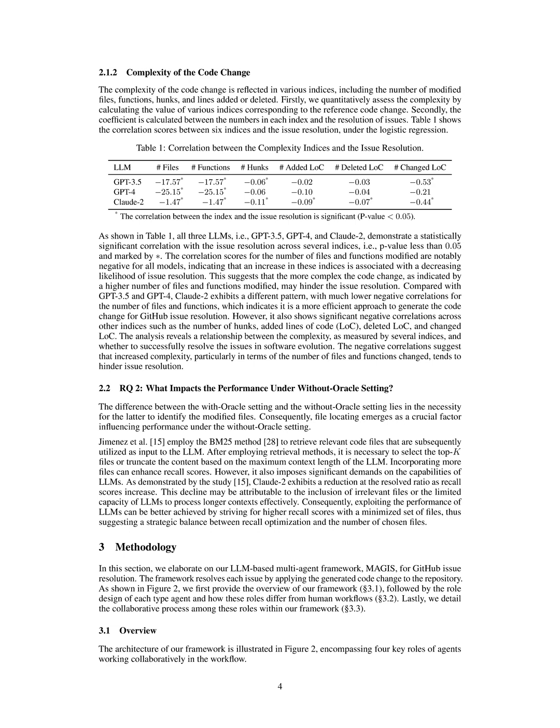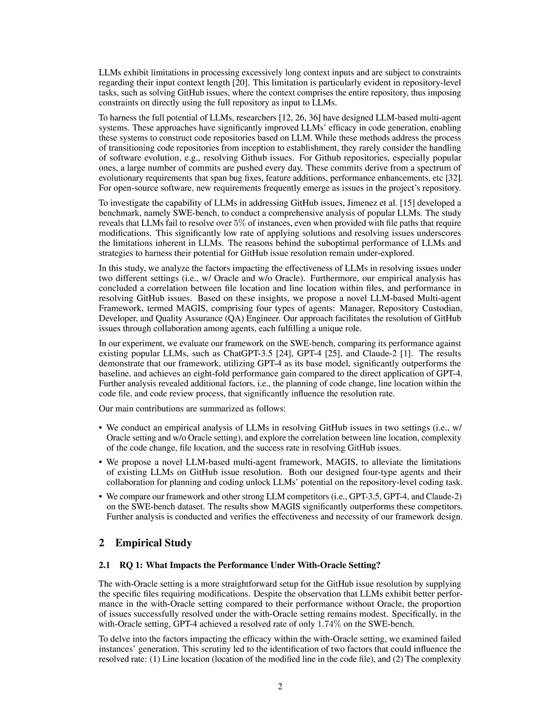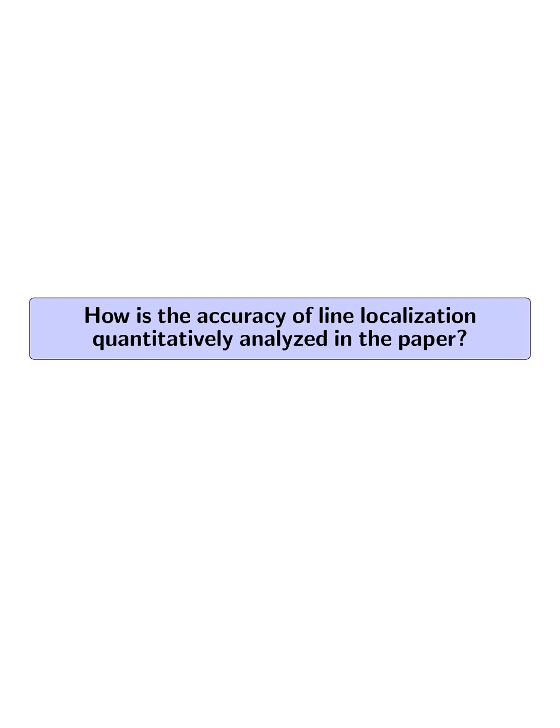The analysis reveals that an increase in the complexity of the code change, especially in terms of the number of files and functions modified, hinders the issue resolution. The paper demonstrates that these two factors significantly influence the effectiveness of LLMs in resolving GitHub issues under the with Oracle setting. How is the accuracy of line localization quantitatively analyzed in the paper?